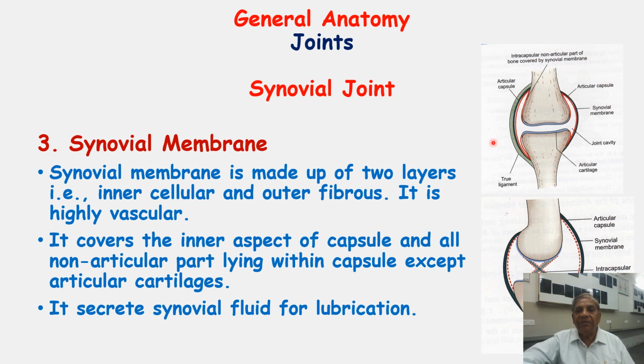The synovial membrane, as I said, this red colored line, is made up of two layers. Histologically, if you see under the microscope, it is made up of two layers. The outer is a fibrous layer and the inner layer, which is facing the joint cavity, is cellular in nature, and this is highly vascular. That means a lot of blood vessels are supplying it. Nerves are also supplying it, as I just told you.